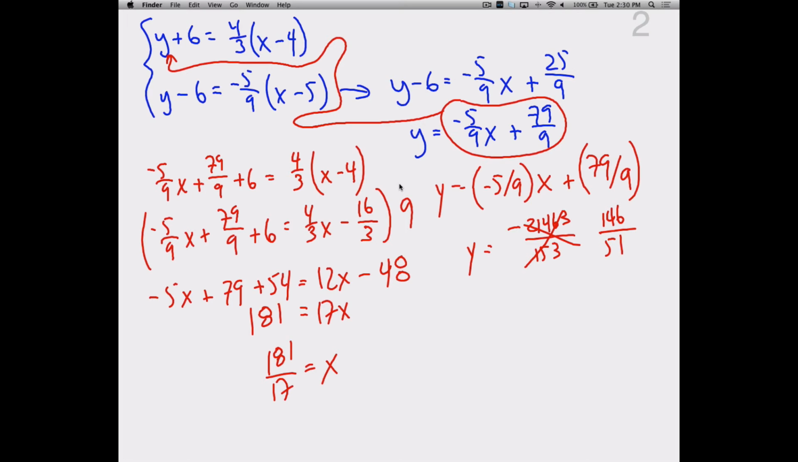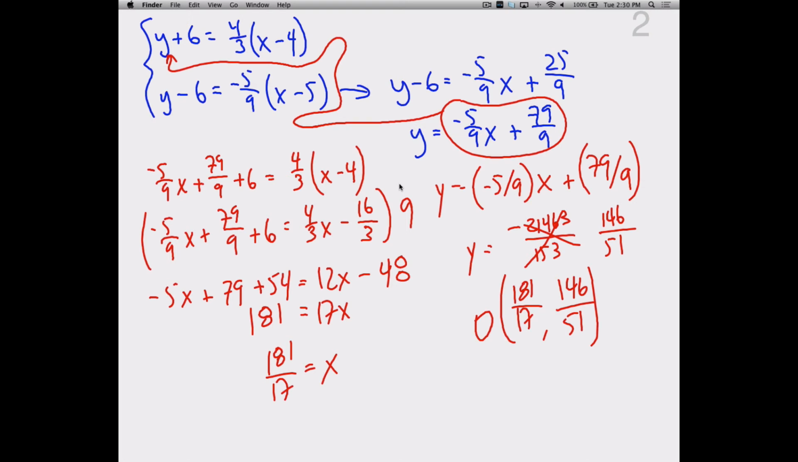Now, we need to answer the question. The question is, where's the Orthocenter? That should be given in the form of a point. So O is located at 181 over 17, comma, 146 over 51.